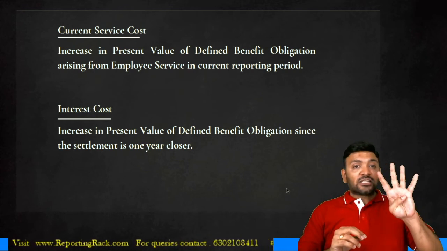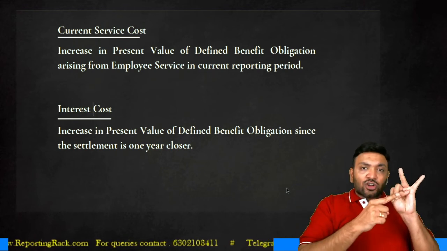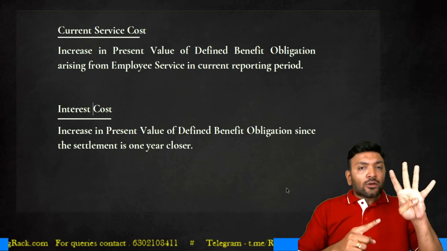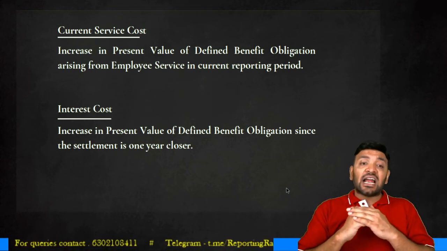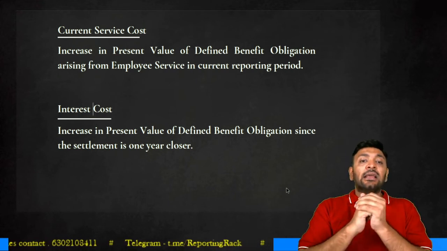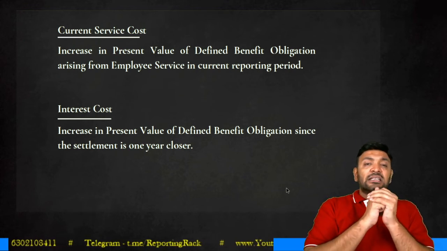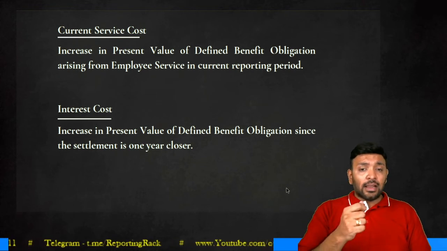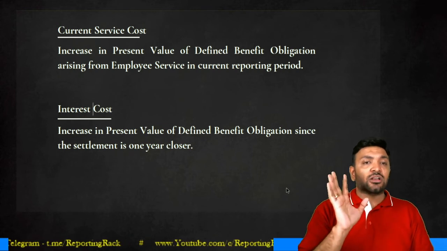So, four aspects I told you under defined benefit plan: current service cost, interest cost, return on plan asset, and actuarial gain or loss. Out of these four, first two I covered, and I'm saying it is current service cost and interest cost. Increase in present value of defined benefit obligation arising from employee service in the current reporting period is called as current service cost. The increase in obligation arising due to the settlement coming 1 year closer is called as interest cost.